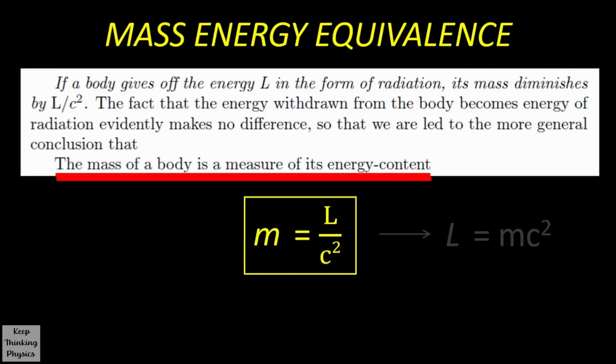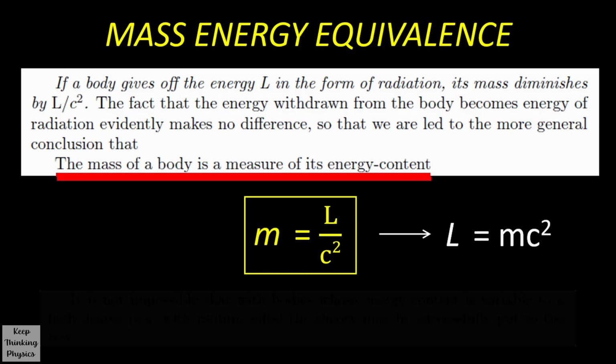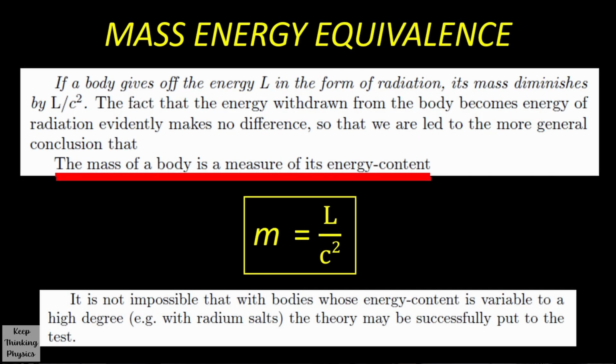If we take this expression and rearrange it, then we can get an expression for the energy of a body, and this is now in a much more familiar form, although it still uses L for energy. Einstein concludes with the prediction that it should be possible to measure this effect for materials which emit radiation, like radium salts, which were known to give off light at the time. So this is basically saying that if something is radioactive or unstable and it emits radiation, then it should be possible to measure the difference in mass before and after the emission of the radiation, and hence calculate the amount of mass which was involved in creating the radiation.